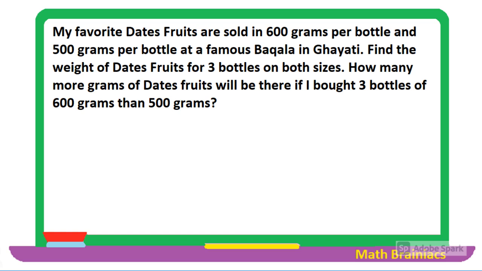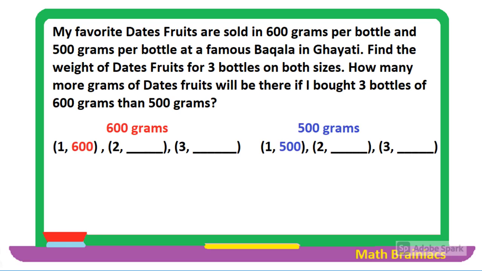My favorite dates fruits are sold in 600 grams per bottle and 500 grams per bottle at the famous Bacala in Gayati. Find the weight of dates fruits for 3 bottles on both sizes. How many more grams of date fruits will be there if I bought 3 bottles of 600 grams than 500 grams? Let us compare right away the ordered pairs of the 2 bottles. One is 600 grams and the other one is 500 grams.